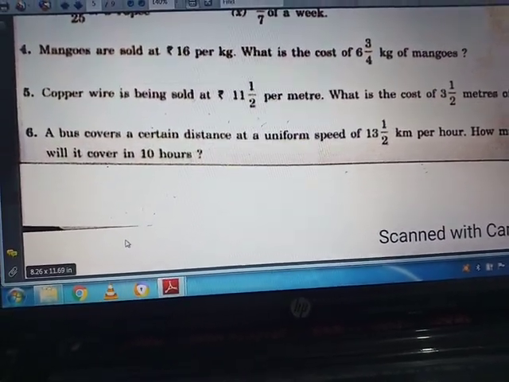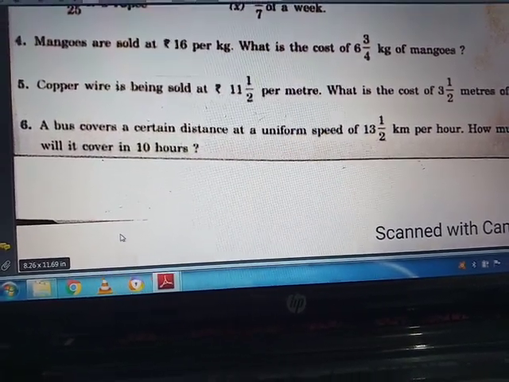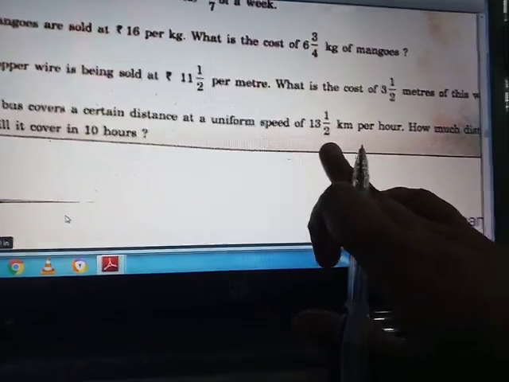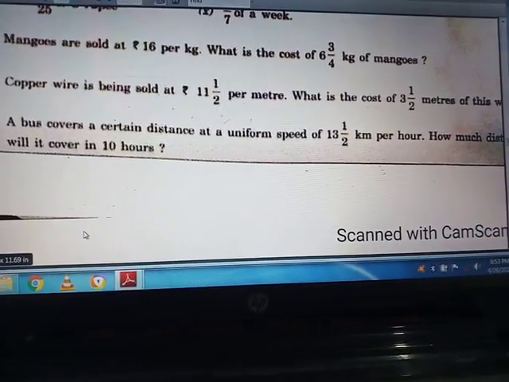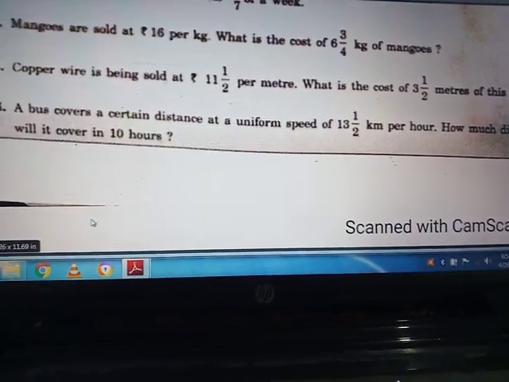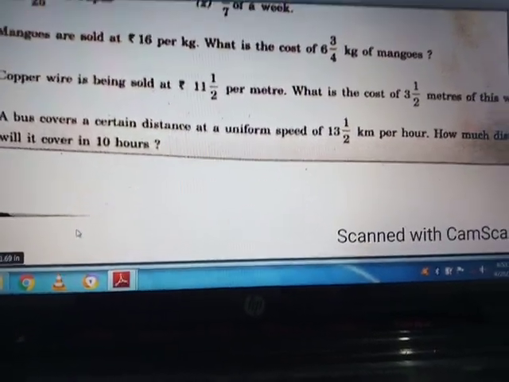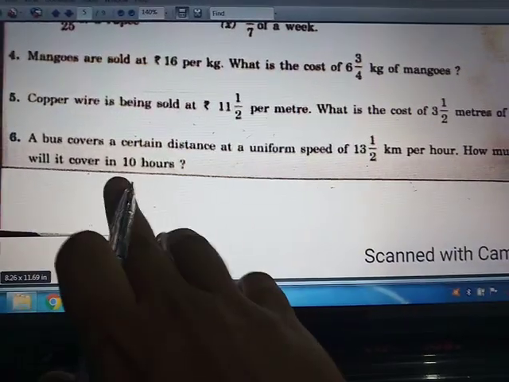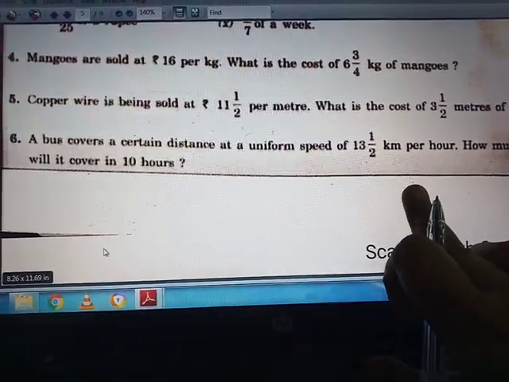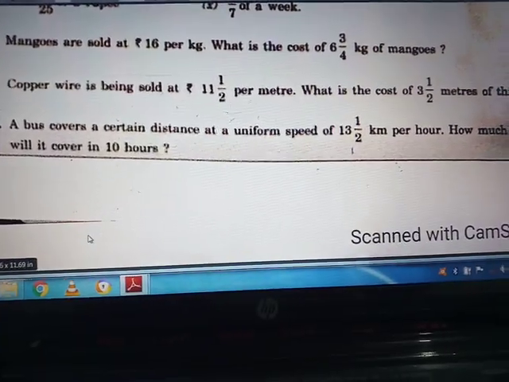Okay, now question number 6. A bus covers a certain distance at a uniform speed of 13 whole 1 by 2 km per hour. The speed of the bus is given, that is 13.5 kilometers per hour. How much distance will it cover in 10 hours? Distance is equal to speed into time. This is the speed and time is given as 10 hours. So for distance equals speed into time, you will multiply 13.5 by 10 and you will get 135 kilometers.